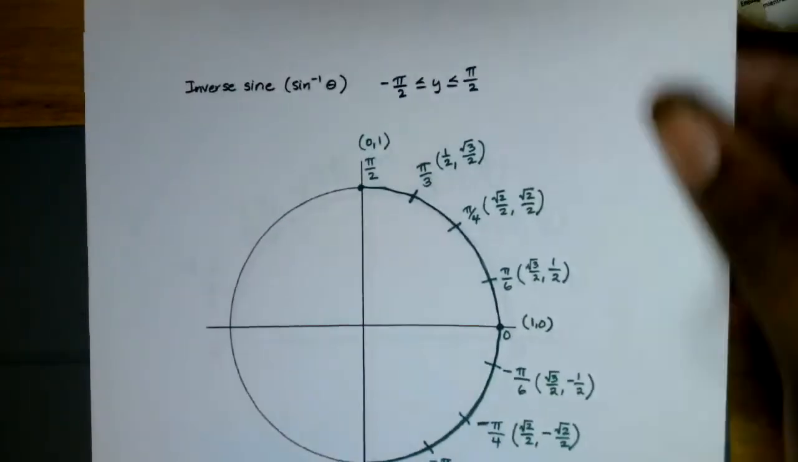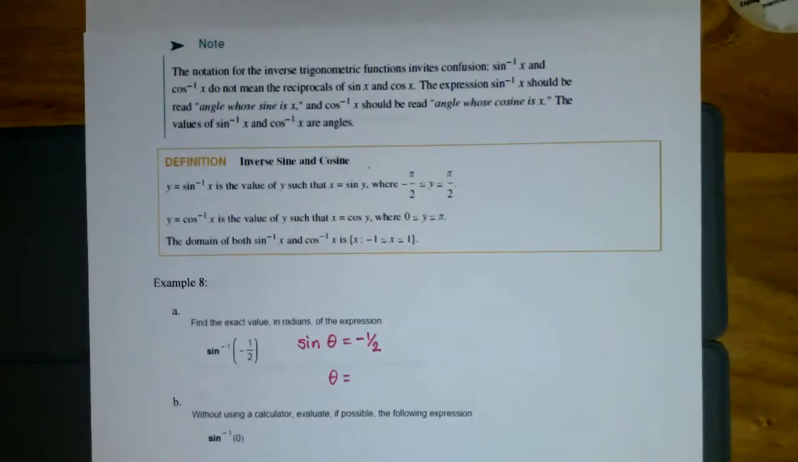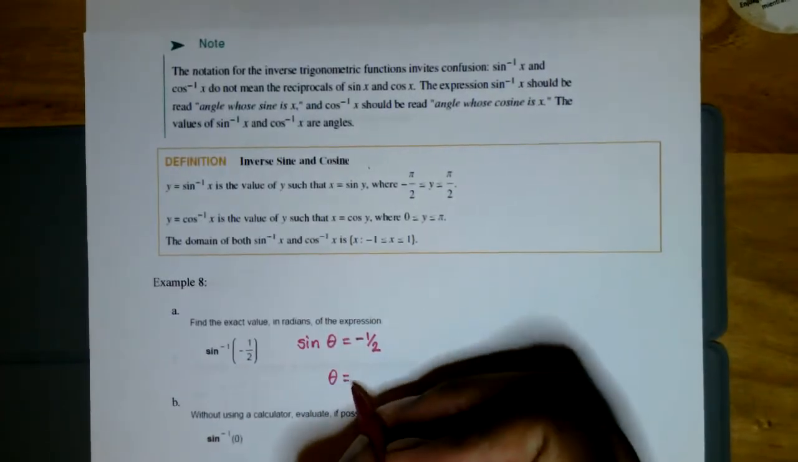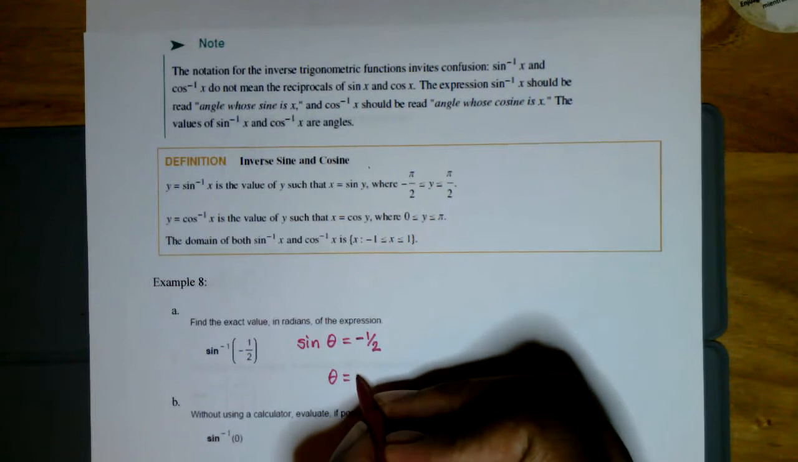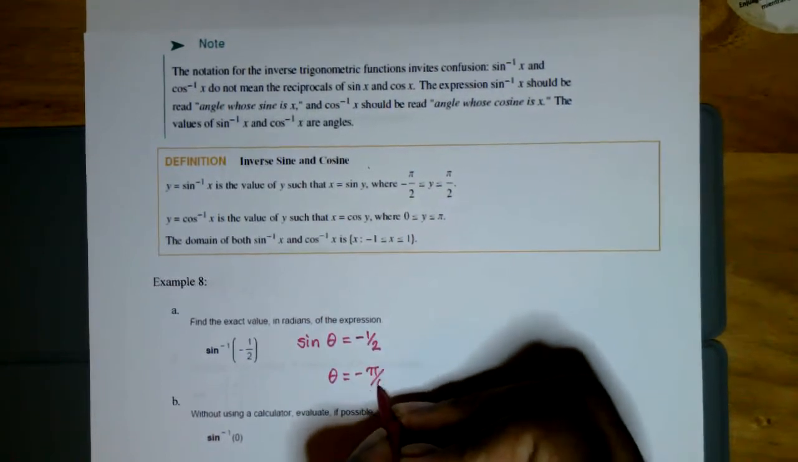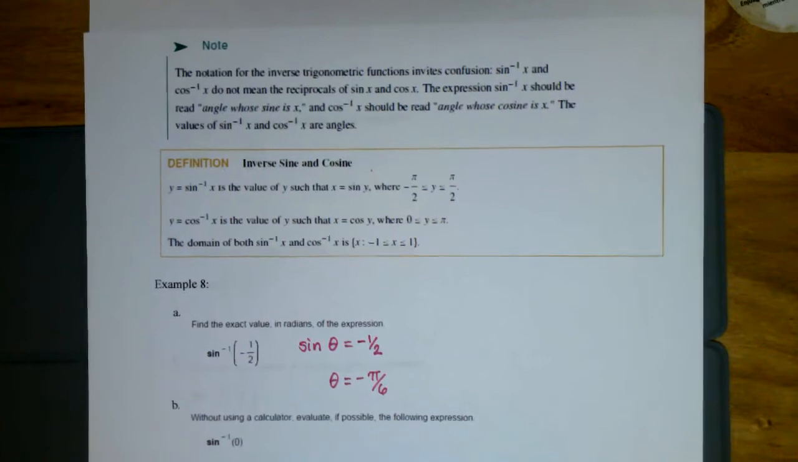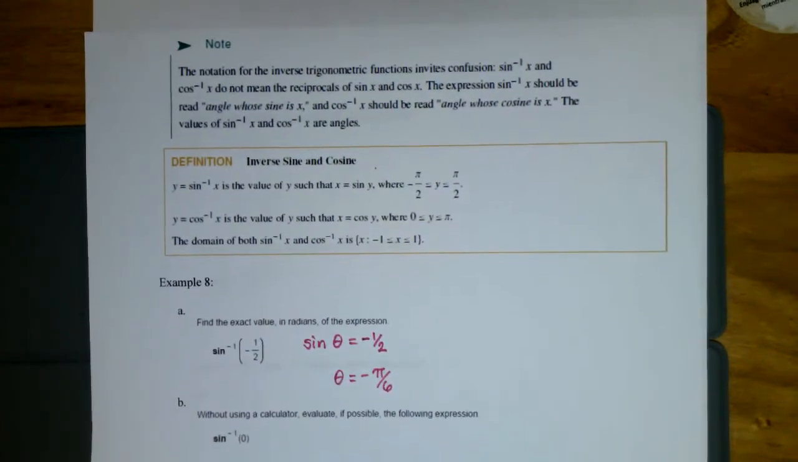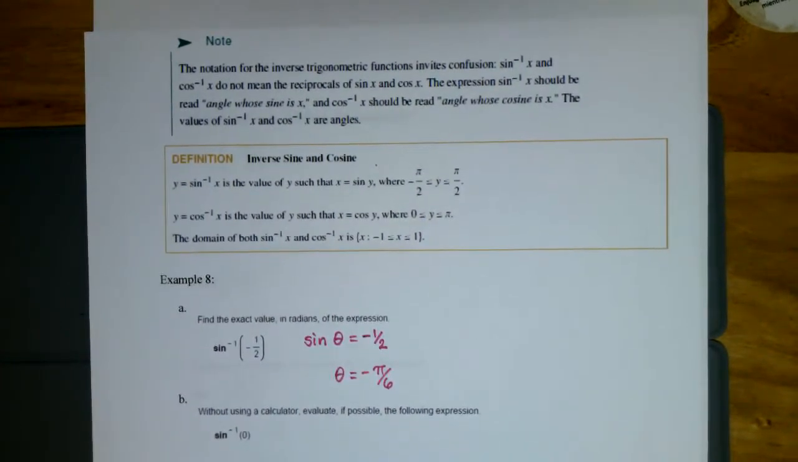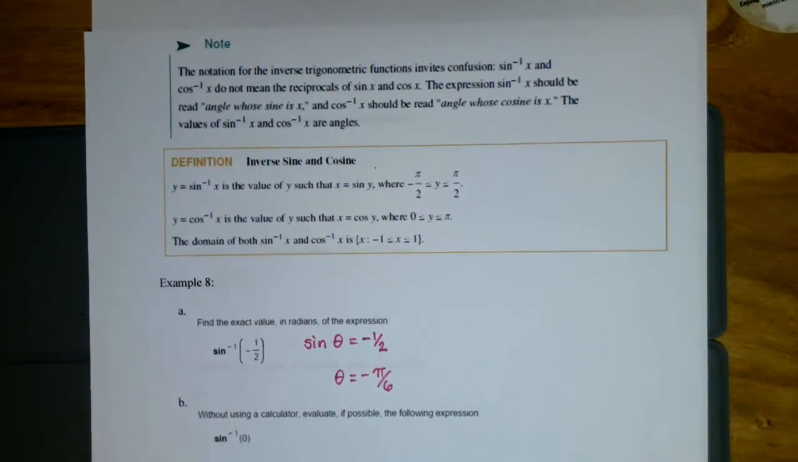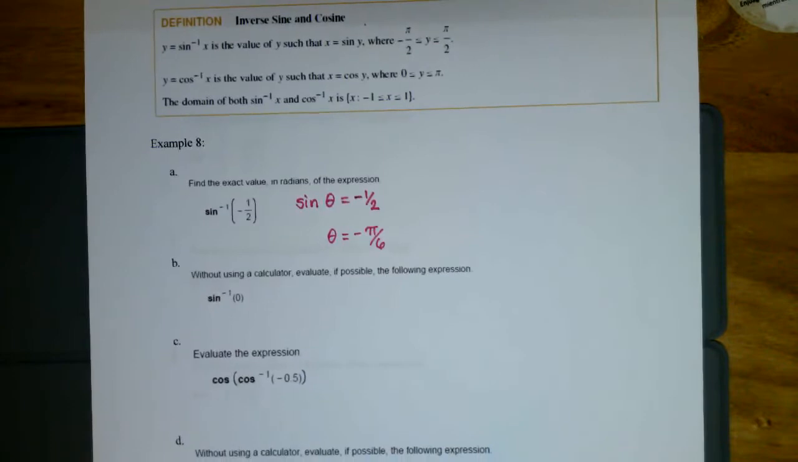So that means that angle here will be negative pi over 6. So here, negative pi over 6 would be the angle where the sine of theta will be equal to negative 1/2. And negative pi over 6 represents the inverse sine of negative 1/2. Okay. All right, part B.